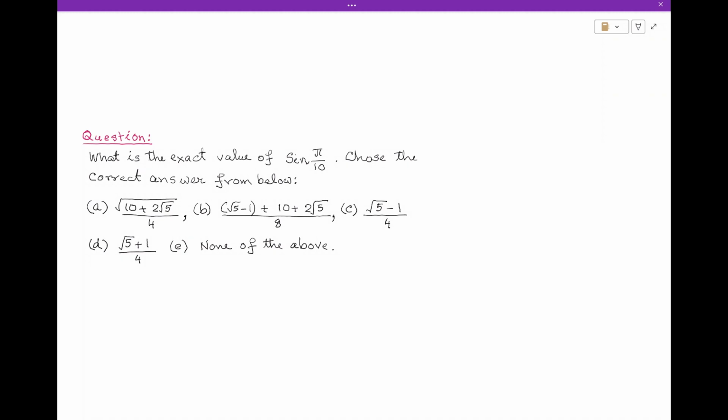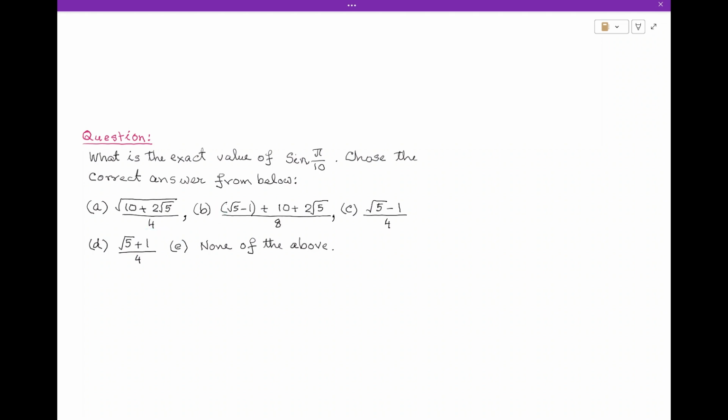What is the exact value of sine pi by 10? Choose the correct answer from below. Option A is square root of 10 plus 2 square root of 5, divided by 4.